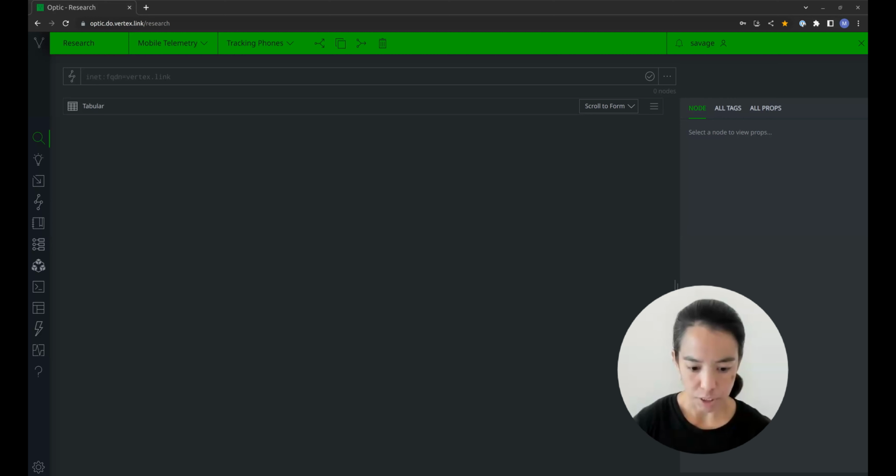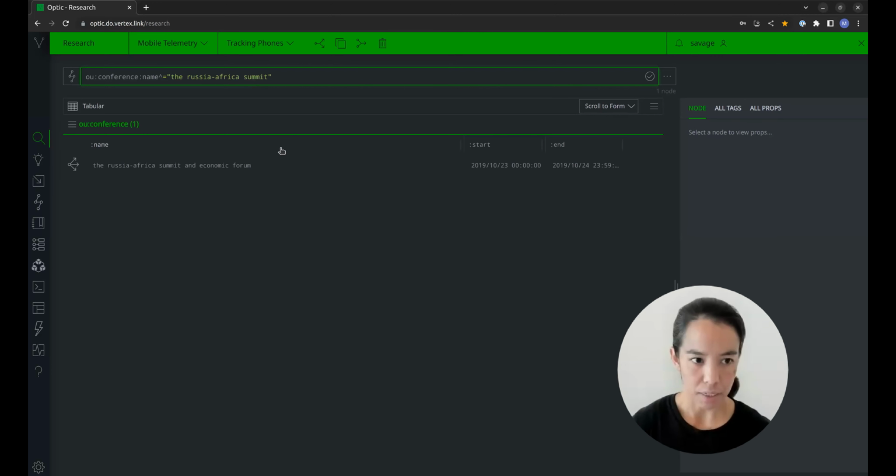So for this project, we started out looking at the Russia-Africa Summit and Economic Forum. This was hosted back on October 23rd and 24th, 2019. It was co-hosted by President Putin of Russia, as well as President El-Sisi of Egypt. And there were something like 43 different heads of state and heads of government in attendance.